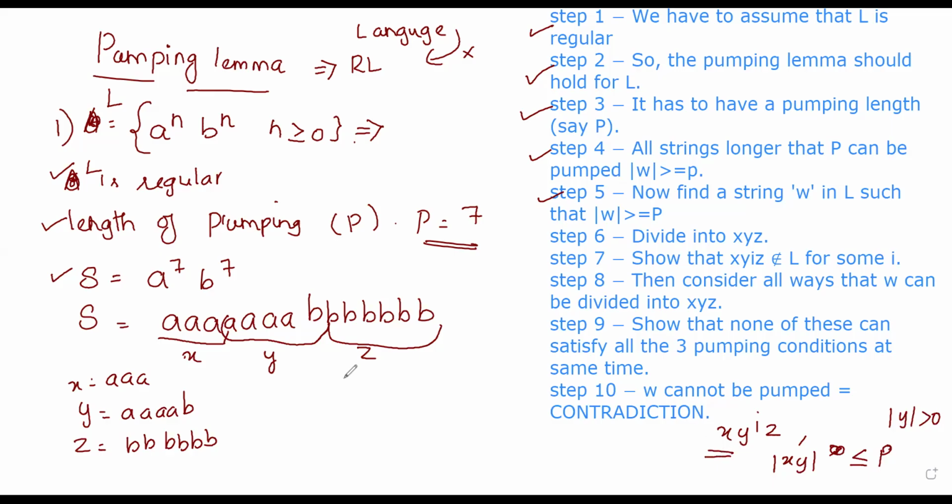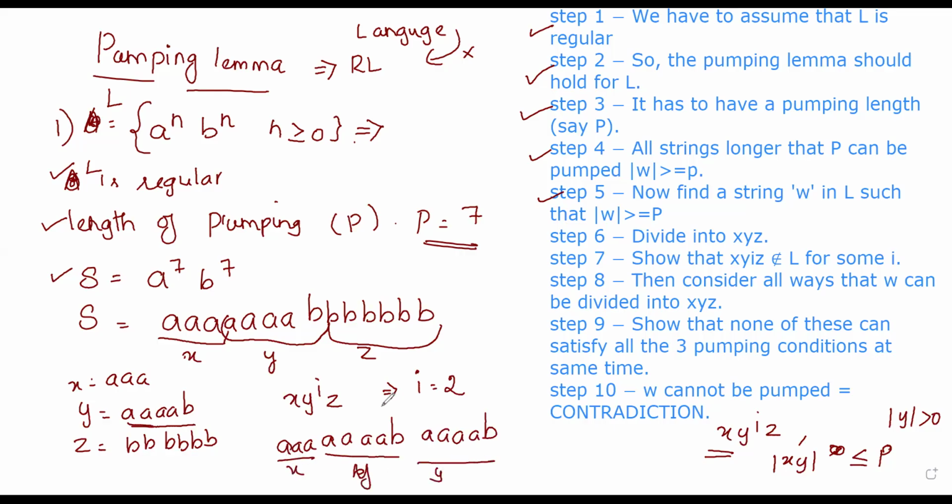So I'm taking the first condition, that is, I'm going to make this x y i z. Now I'm giving the value of i equal to 2, for example. So x will be a, for the string generated for pumping length 7. Then y power 2 means you have to create 2 times the y, 1 2 3 4 5, and again 1 2 3 4 5. So I have written 1 time y and another time y, and this is x, and again the z term is 6 b's.